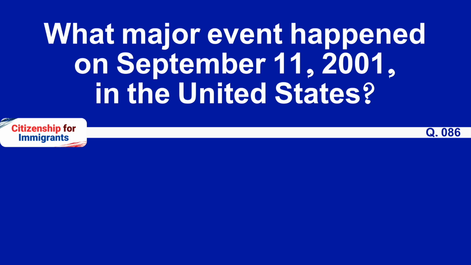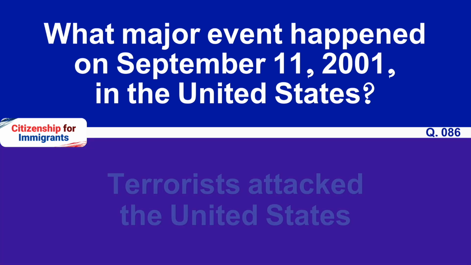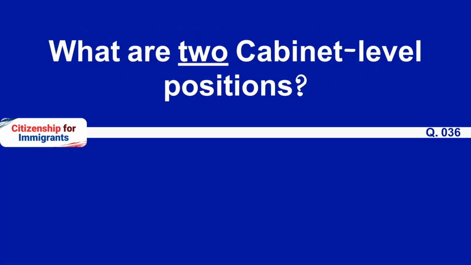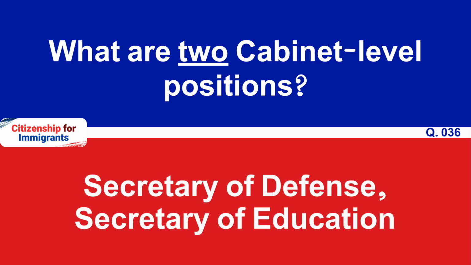What major event happened on September 11, 2001 in the United States? Terrorists attacked the United States. What are 2 cabinet-level positions? Secretary of Defense, Secretary of Education.